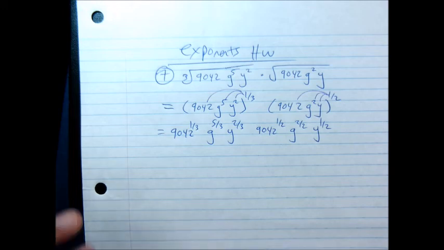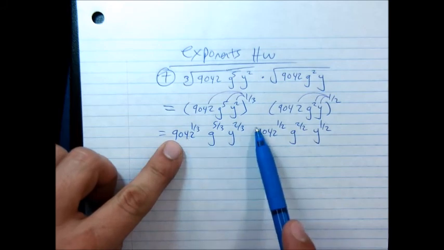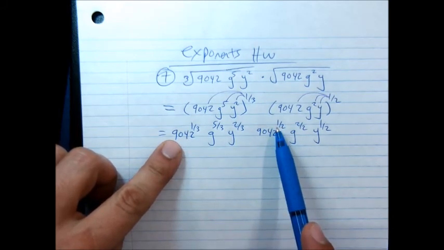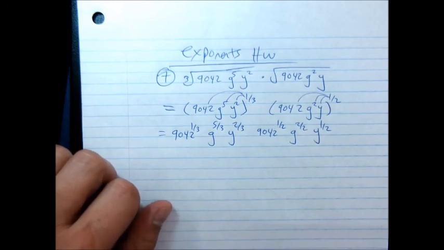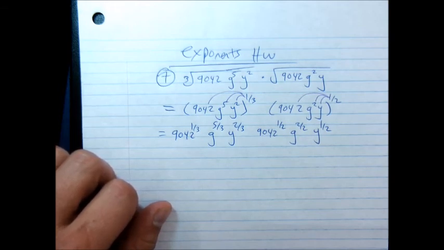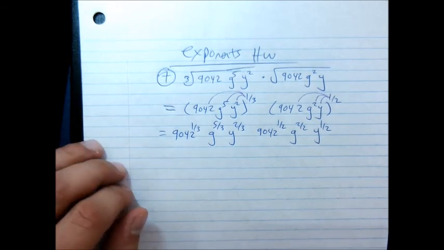Don't forget to apply the radical to the constant, right? It goes to the big number as well. Don't forget that. Is that okay? So what's the next step? Combining the like terms, and what are we going to do with the exponents? We're going to add them.